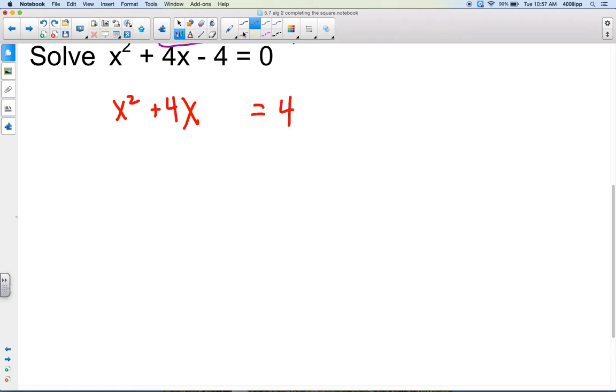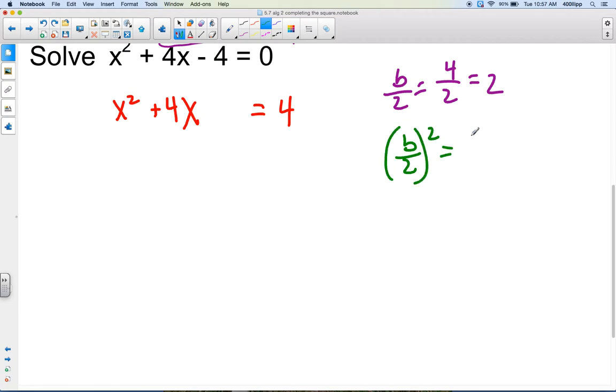Okay, so now we're going to do our two steps. We have b over 2. My b here is 4, so 4 over 2 is 2. And then I'm going to do b over 2 squared. I have my b over 2 already as 2, and then 2 squared is 4. So now I know I'm going to add this 4, whatever I got b over 2 squared as, to both sides, because whatever I do to one side, I do to the other side.